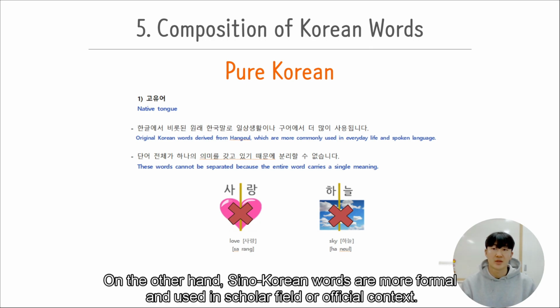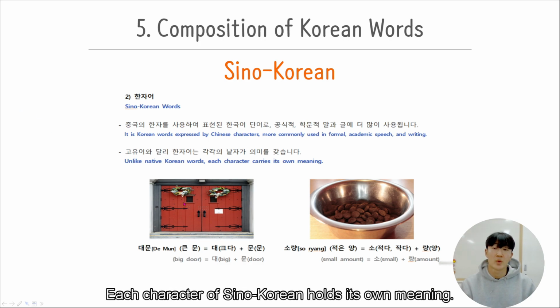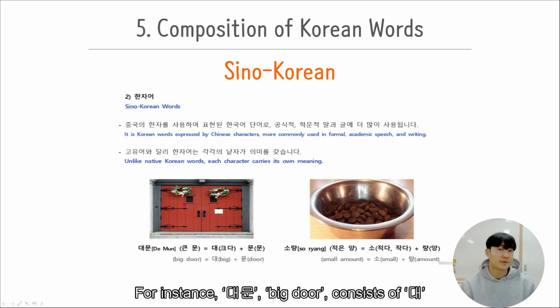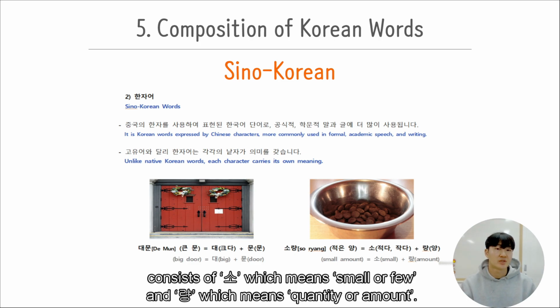On the other hand, Sino-Korean words are more formal and used in scholarly fields or official contexts. Each character of Sino-Korean holds its own meaning. For instance, 대문, big door, consists of 대, which means big, and 문, which means door. In the same way, the word 소량, small amount, consists of 소, which means small or few, and 량, which means quantity or amount.